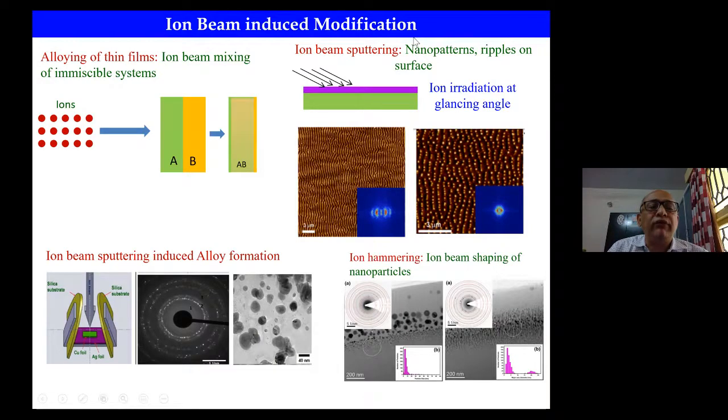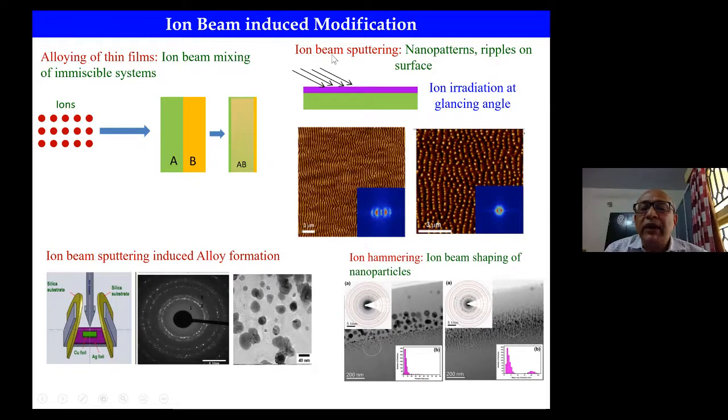So alloying of thin films is a wonderful facility. All these are either modification or synthesis. So later you need to characterize what has happened to your film or bulk. So in alloying of thin films, you mix two ions, and then you can get this kind of alloy, and then one can later characterize.